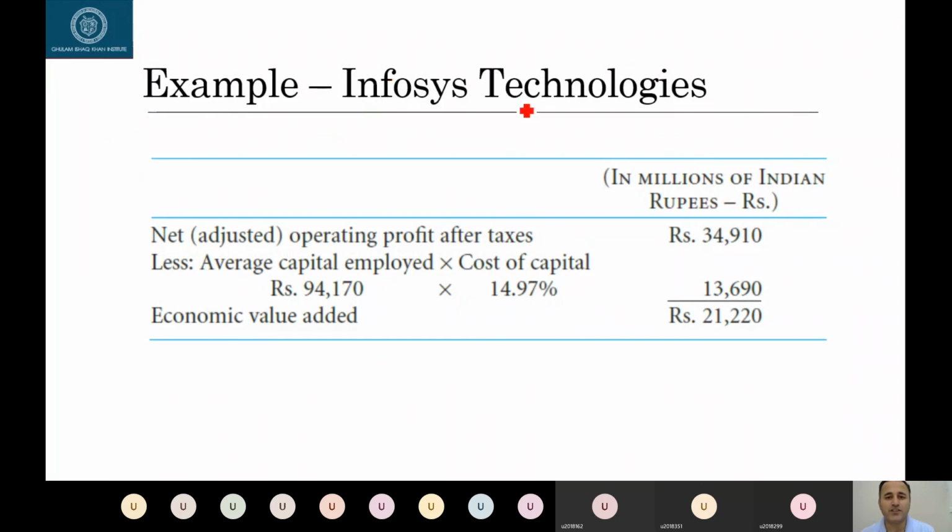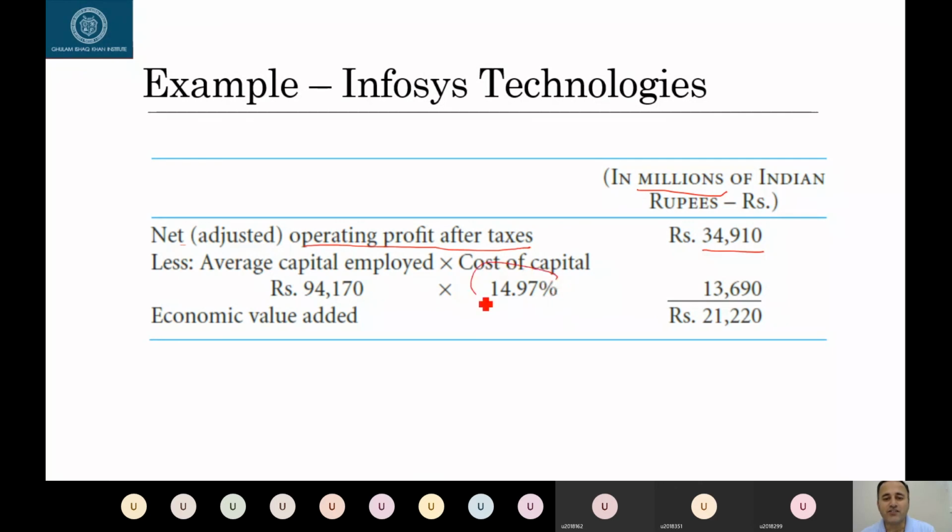For example, Infosys Technologies, an Indian company and one of the giant tech companies. I borrowed this example from the book. They always calculate economic value added, and the way they do it, of course, you need net operating profit after taxes. In this case, it was 34.9 billion, because this amount is already in millions. 34.9 billion Indian rupees.